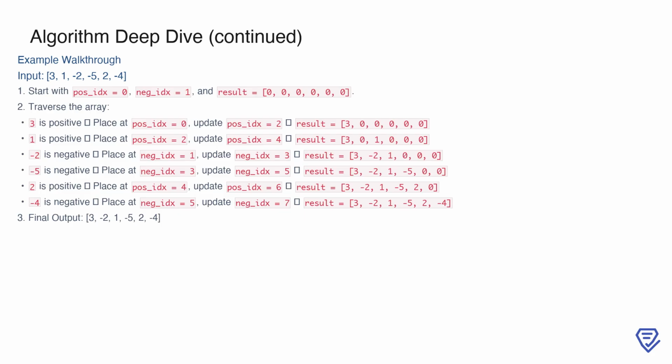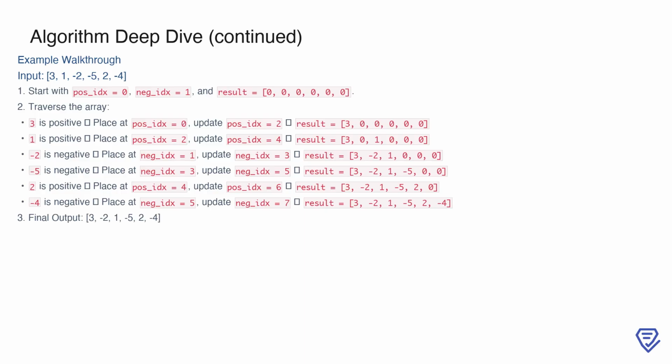For the input 3, 1, -2, -5, 2, -4, we start with pos_idx equals 0, neg_idx equals 1, and an empty result array initialized as 0, 0, 0, 0, 0, 0. As we traverse the array, the first element is 3, which is positive, so we place it at pos_idx equals 0 and update pos_idx to 2. Next, 1 is also positive, so we place it at pos_idx equals 2 and update pos_idx to 4.